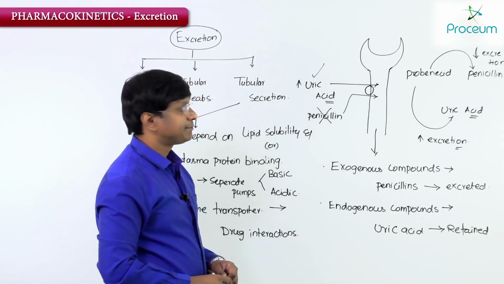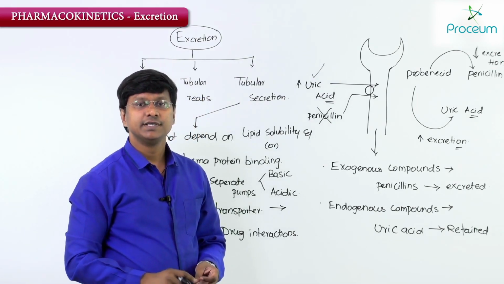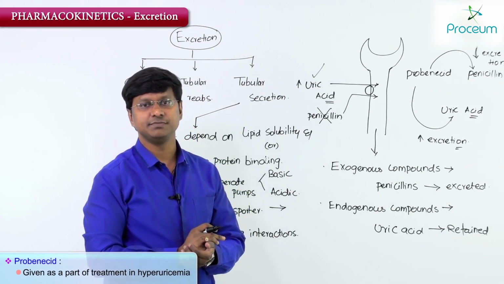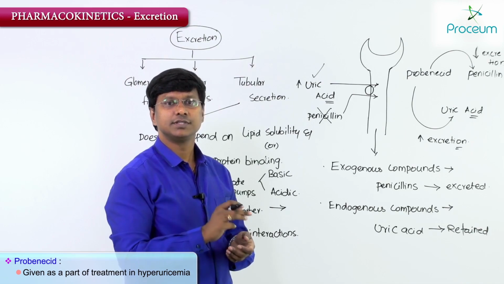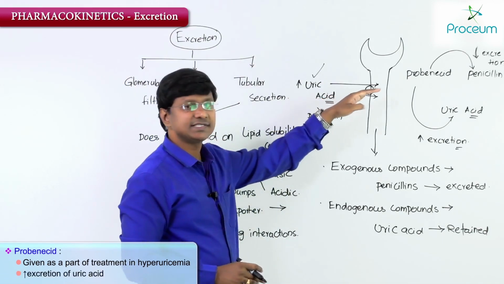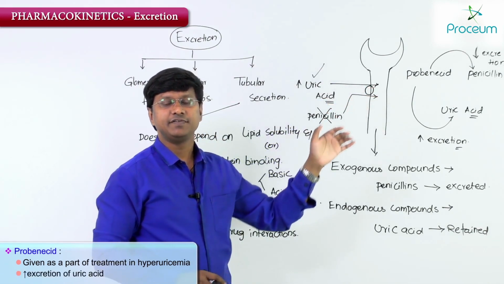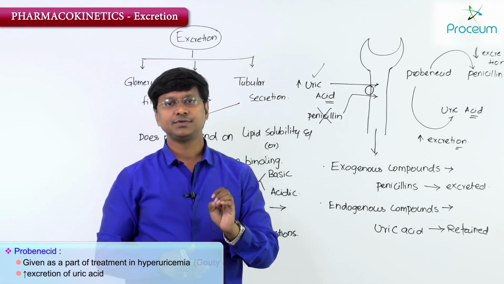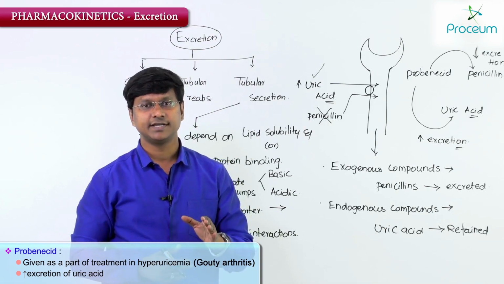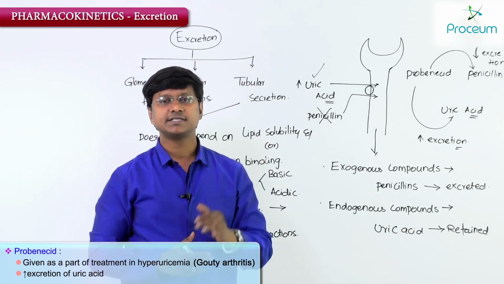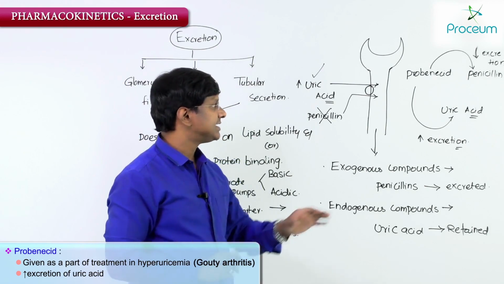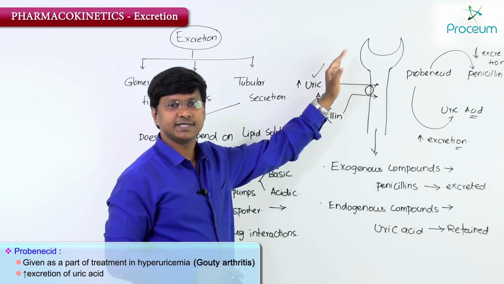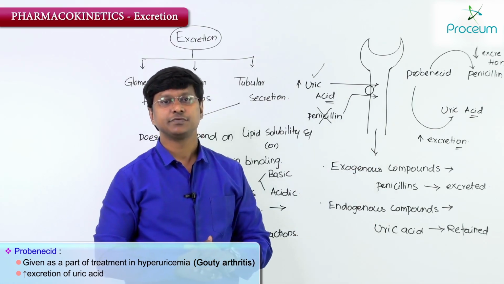Probenecid is given as a part of the treatment in case of hyperuricemia, because probenecid increases the excretion of the uric acid. And the clinical condition where you have hyperuricemia is gouty arthritis. In gouty arthritis or gout, there is an increase in the uric acid level. In that scenario, if you give probenecid, it will increase the secretion and excretion of the uric acid.